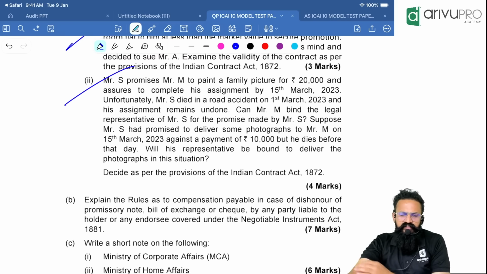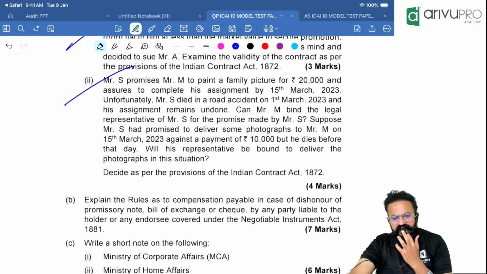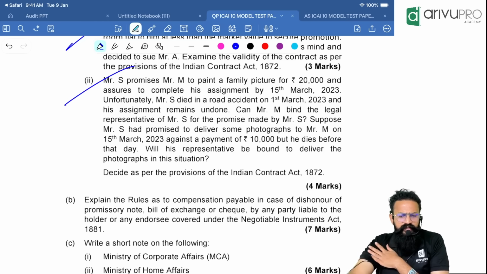Mr. S promises Mr. M to paint a family picture for 20,000 and assures to complete his assignment by 15th March 2023. Unfortunately, Mr. S died in a road accident on 1st March 2023 and his assignment remains undone. Can Mr. M bind the legal representatives of Mr. S to the promise made by Mr. S? Suppose Mr. S had promised to deliver some photographs to Mr. M on 15th March 2023 against a payment of 10,000, but he dies before that day. Will his representatives be bound to deliver the photographs in this scenario?